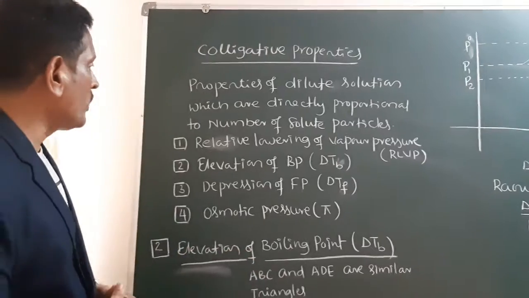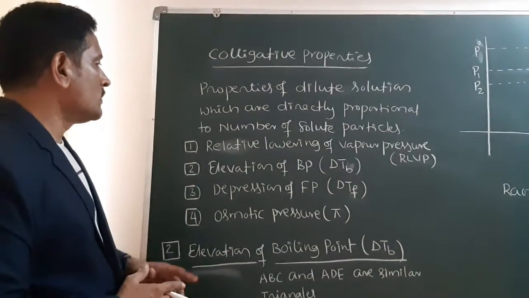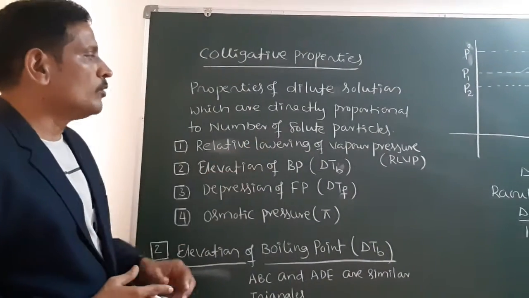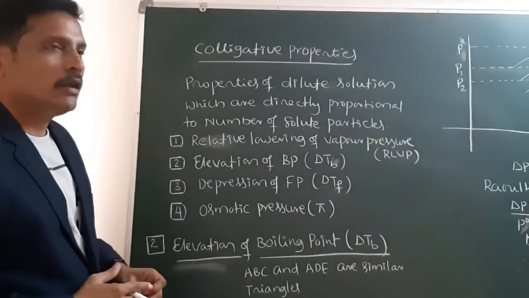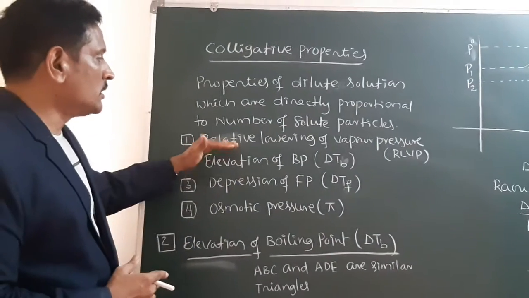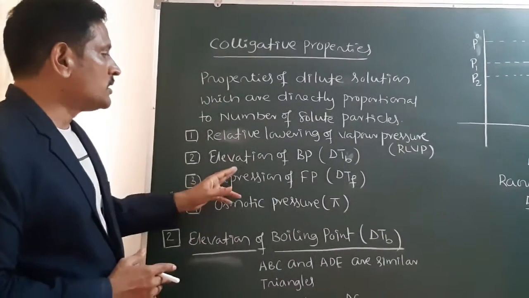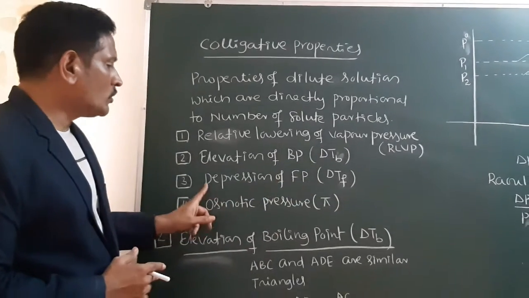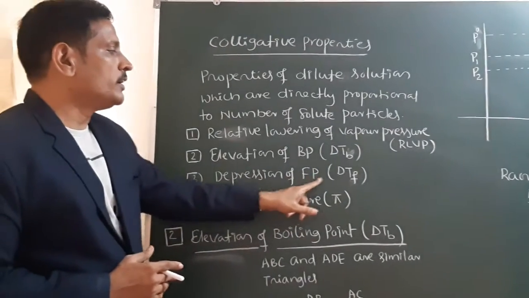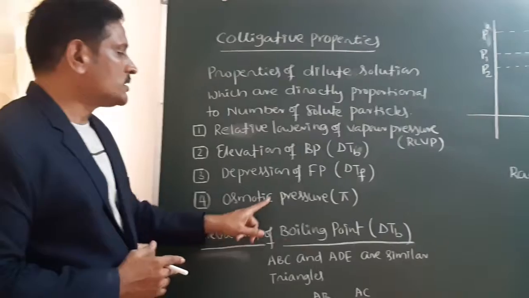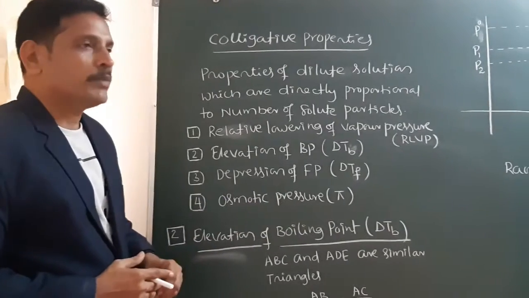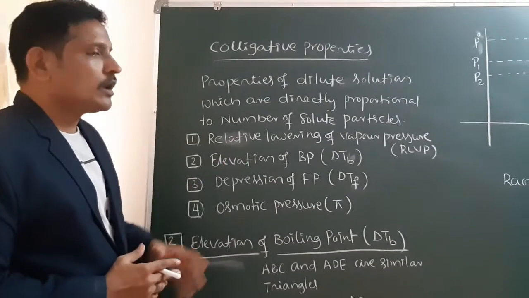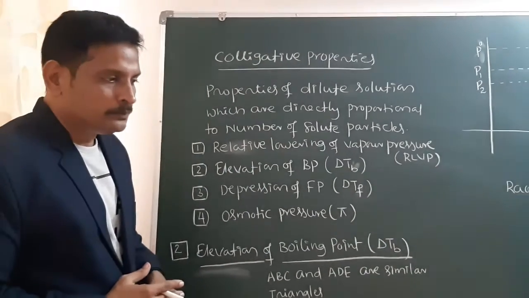So there are four important colligative properties. First one is relative lowering of vapor pressure, RLVP. We have already discussed this. Second one is elevation of boiling point, delta TB. Third one is depression of freezing point, delta TF. Fourth one is osmotic pressure, pi. So these four are called colligative properties.